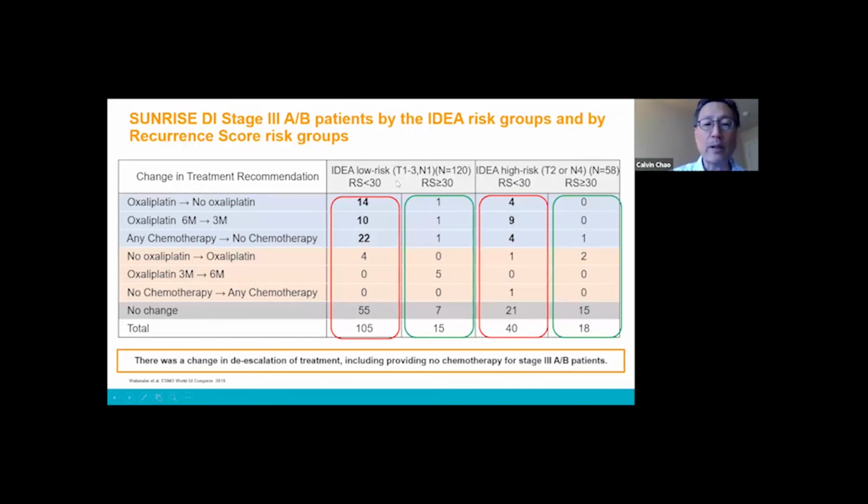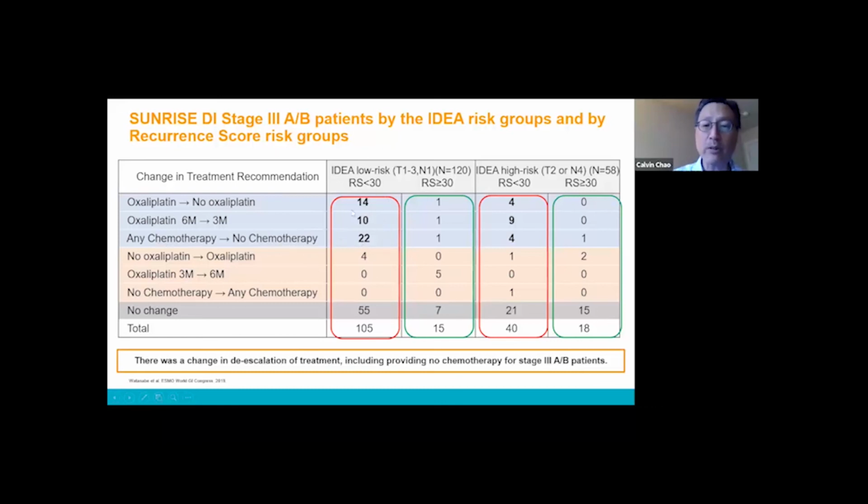So we can see that if we analyze patients that were low-risk IDEA, T1 to 3 N1, and high-risk IDEA, T4 or N2, you can see in the red boxes that the first 3 columns are representative of the de-escalations of chemotherapy, either shifting from oxaliplatin to no oxaliplatin, a lot of patients there, 14, 6 down to 3 months, 10 patients, and from any chemotherapy to no chemo at all, 22 patients.